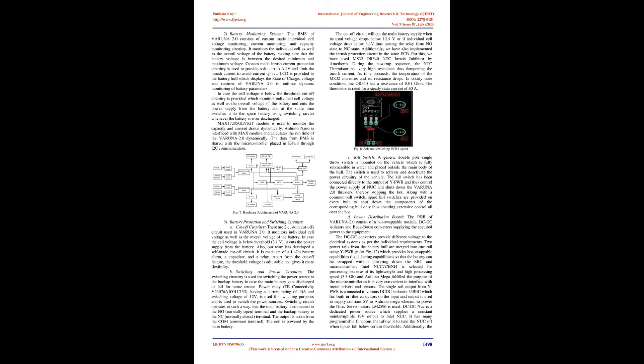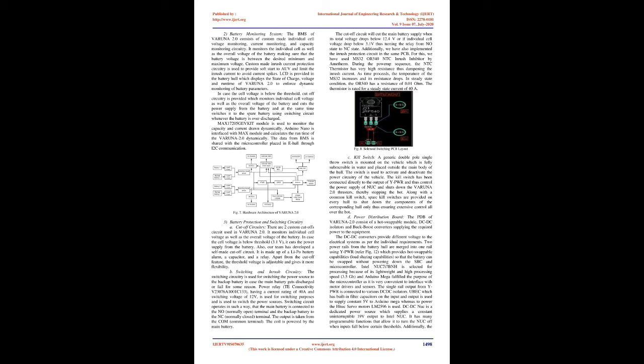In case the cell voltage is below the threshold, cut-off circuitry is provided which monitors individual cell voltage as well as the overall voltage of the battery and cuts the power supply from the battery and, at the same time, switches to the spare battery using a switching circuit whenever the battery is over-discharged. A MAX17205 G+ module is used to monitor the capacity and current drawn dynamically. An Arduino Nano is interfaced with the MAX module and calculates the runtime of VARUNA 2.0 dynamically. The data from the BMS is shared with the microcontroller placed in the eHull through I2C communication. Fig 7. Hardware architecture of VARUNA 2.0.